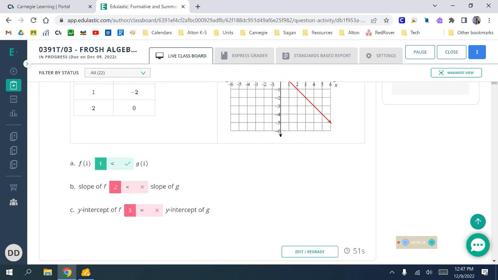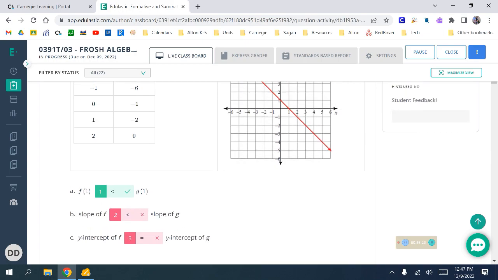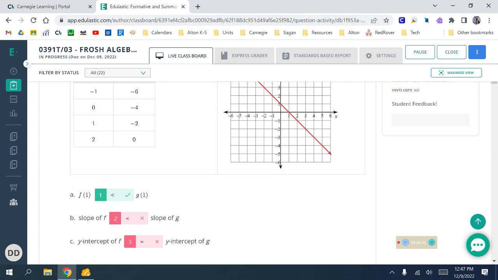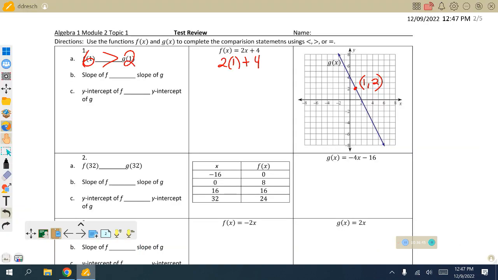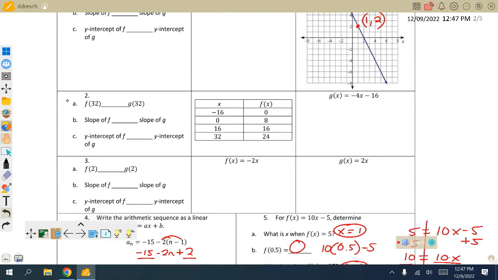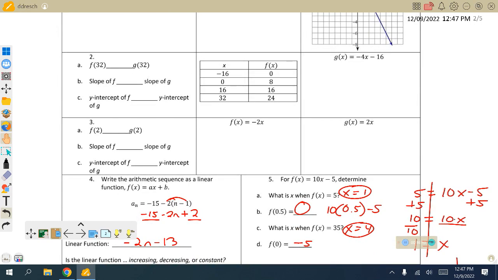It's our comparison. So on our comparisons here, this person here got the first one right, got the other two. It's the table I can live with a little bit. Still though, we talked a lot about tables. Okay, so let's just go back to our test review. Let's continue where we left off. Number 2. Let's look at number 2. Okay, on number 2, let's look at this.